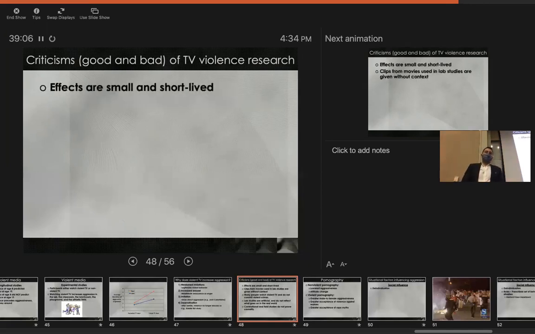So one criticism is the following: when we study aggression in the lab, obviously we can't look at things like murders. We're only looking at small instances of aggression. And we don't really look at aggression over decades. We've got people in the lab for an hour, right? So some people say that the effects we're looking at in this research are very small and short-lived. They don't last long. And that is true as a criticism of experiments, because in experiments, we can't keep people in our lab for years, obviously.